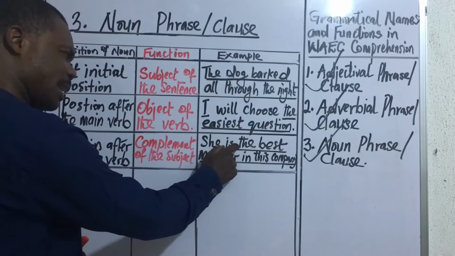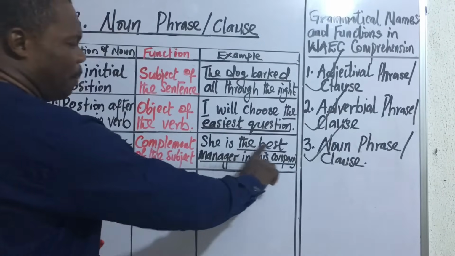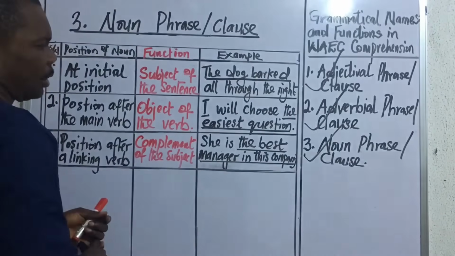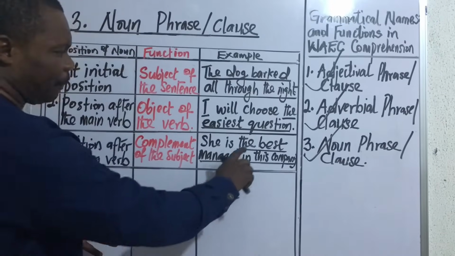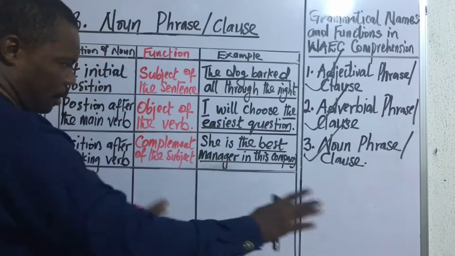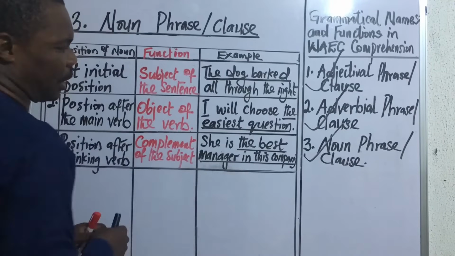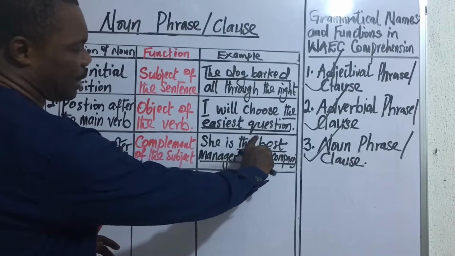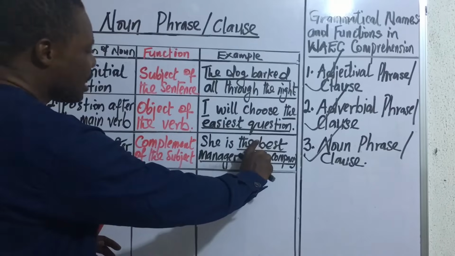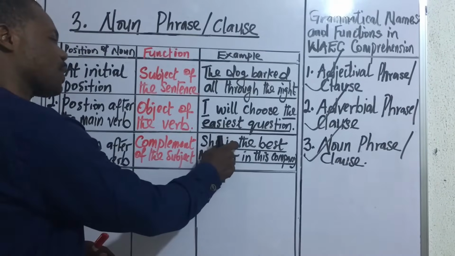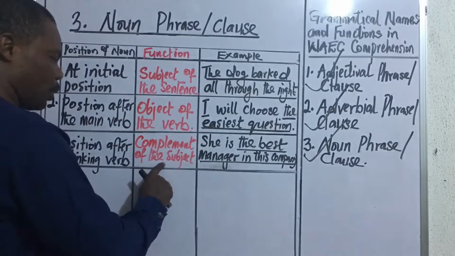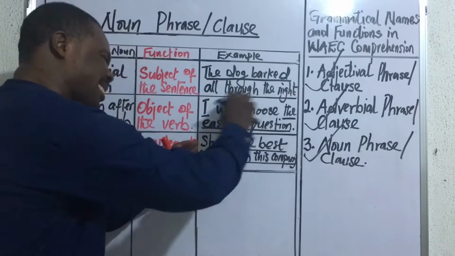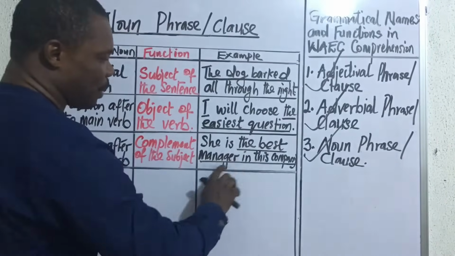You can see a linking verb here. She is. So, the best manager in this company. This expression is a noun phrase or noun clause. You ask yourself, does this expression contain a verb? The best manager in this company. There's no verb in that expression. Best is an adjective. Manager is a noun. So there's no verb. Since there's no verb in this expression, this entire underlined part of the sentence is a noun phrase. And because it's coming after a linking verb, it is complement of the subject. Another way to understand complement of the subject is that the entire noun phrase or noun clause is describing the subject. So she is the best manager in this company.